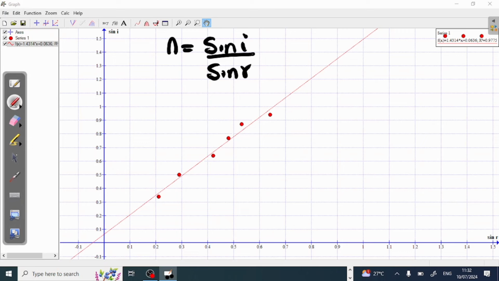Now, from this part here, the software gives you the slope. From here, I can see that my slope is about 1.43. So it has already calculated it for me. But you calculate your own slope from your graph. Just for reference, let me show you how it's done.